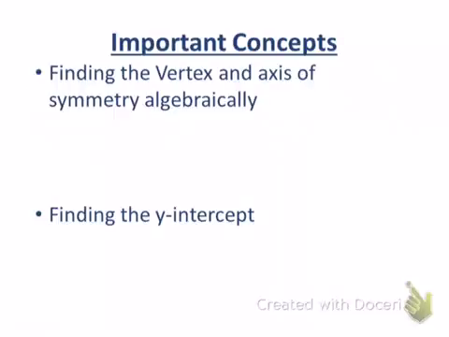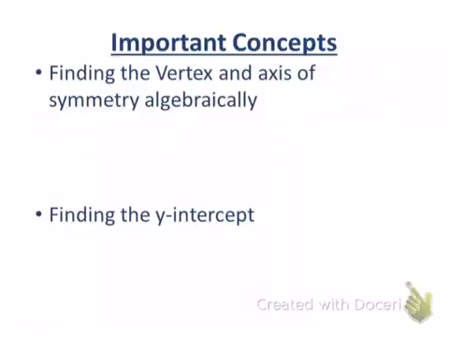Finding the vertex and axis of symmetry algebraically. We've already determined how to find the vertex graphically, by finding the maximum or minimum value of the function. It's a maximum if the parabola opens down, if A is negative. If A is positive, then we're opening up and we have a minimum. The minimum or maximum value occurs at the vertex.